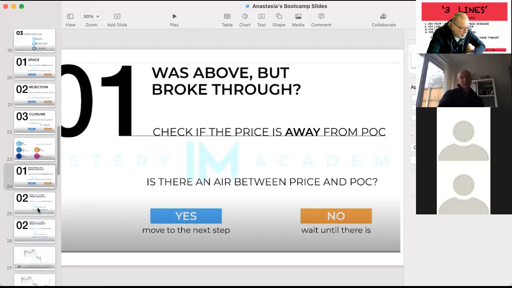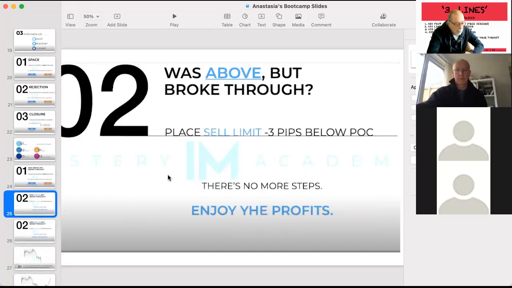And she would place a pending order. She would place a pending order, in this case, because looking at sells, she would place a sell limit at 3 pips below the POC. Personally, I don't use pending orders. I would actually wait.